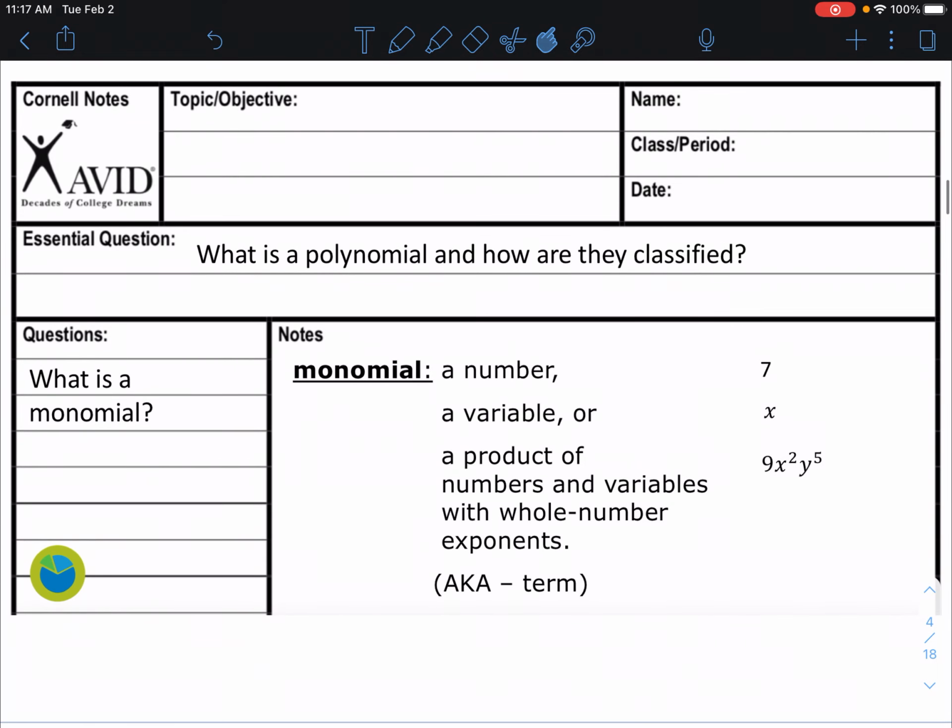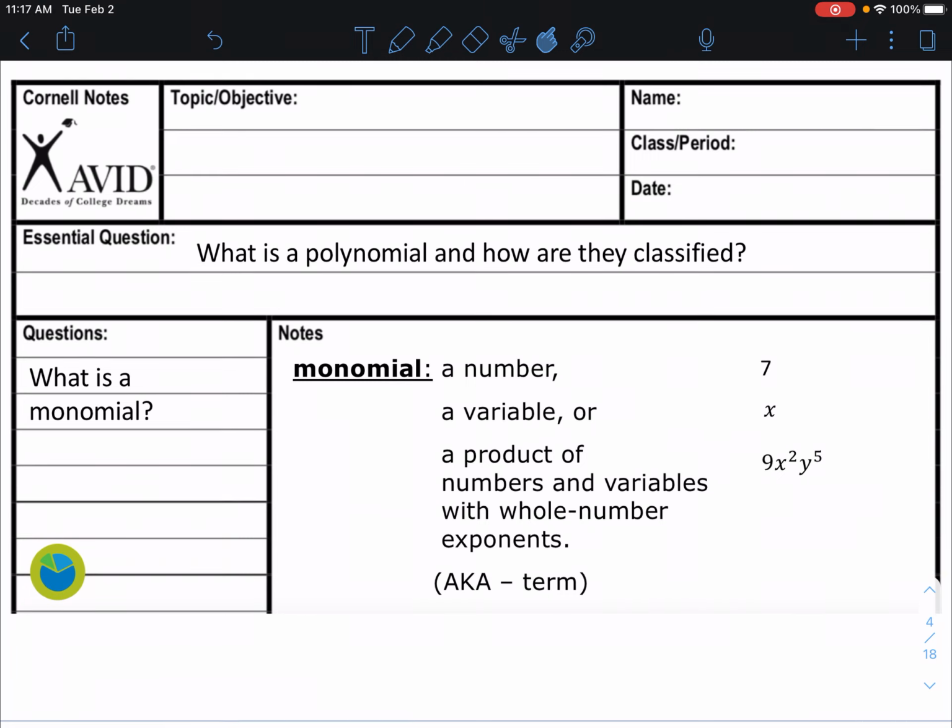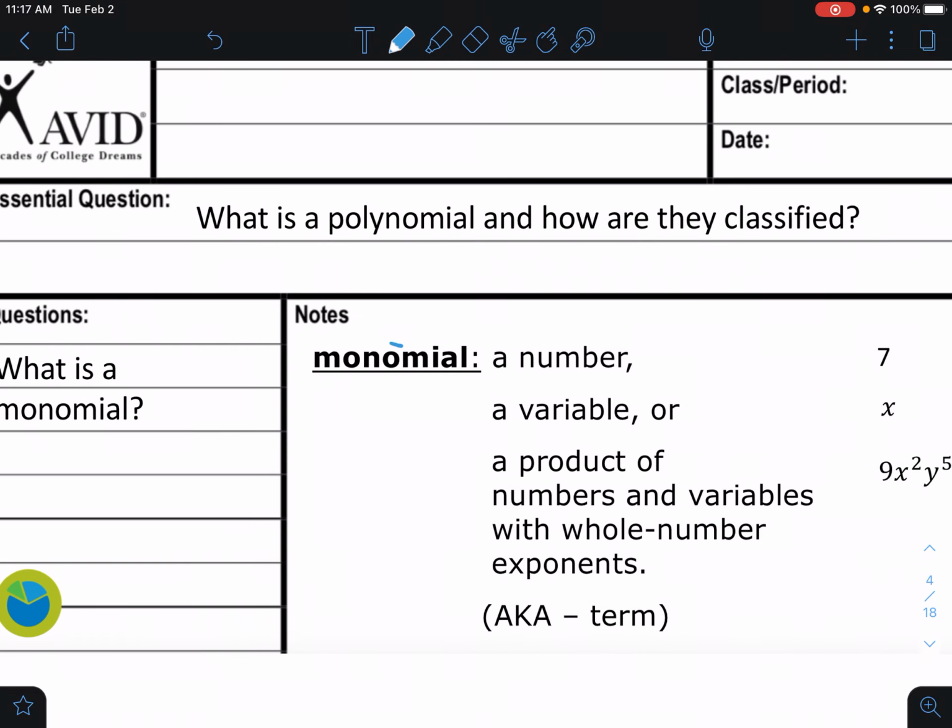Okay, so we're going to learn what is a polynomial and how are they classified. We'll just get into part of this today. So the first thing that we're going to talk about is something called a monomial. And mono means one, okay? So a monomial is just really one term, okay? Monomials are often called terms.